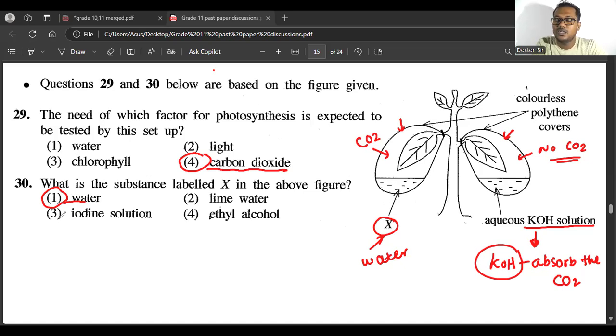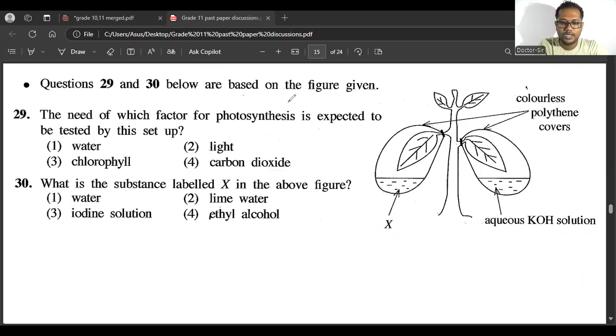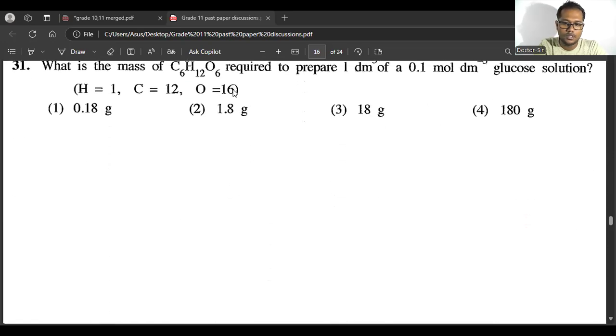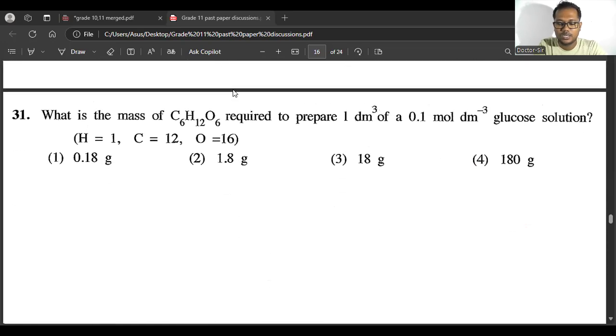So what is the answer? Question 29, carbon dioxide. Question 30, answer one, the water, right? I think most of you got these answers. Now I will move on to the next question. Okay, right. So this is question 31. Try to find the correct answer.